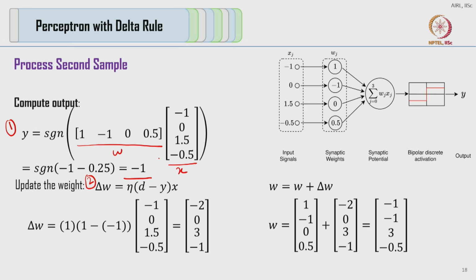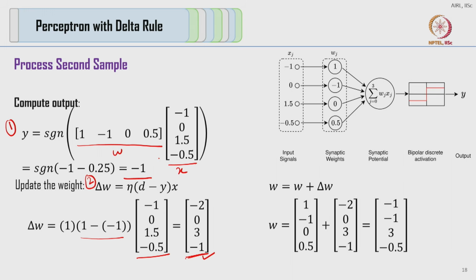Now again following the same steps, when we want to calculate the overall update delta W, it is given as eta times d minus y times x. Delta W is 1 into 1 minus of -1 into -1, 0, 1.5, -0.5, which is the input S2. We get delta W as -2, 0, 3, -1.